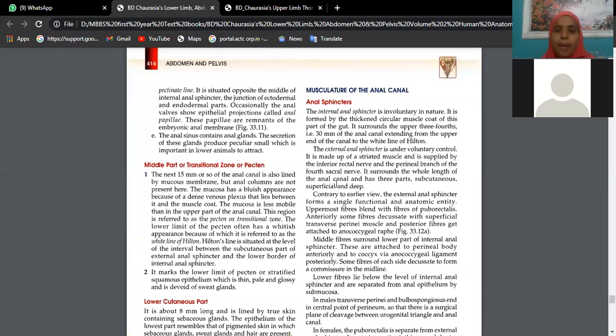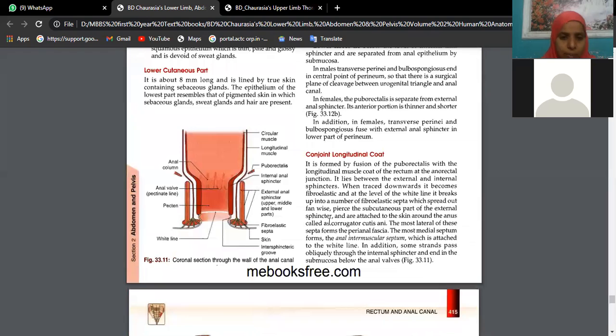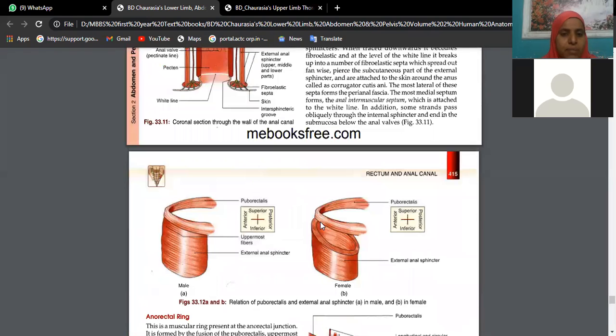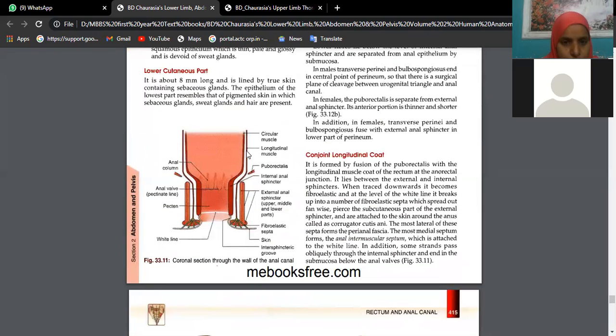Then coming to the musculature of the anal canal. When you look into the musculature, see what are the various muscles we have. Like any other part of the GIT, here in the anal canal also we have four layers. What are those? From inside to outside, we have mucosa, submucosa, muscular layer, and then serosa.